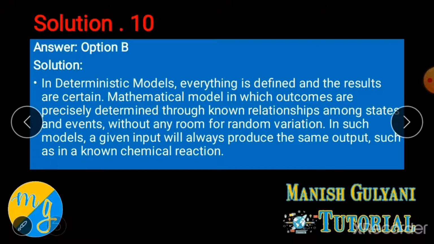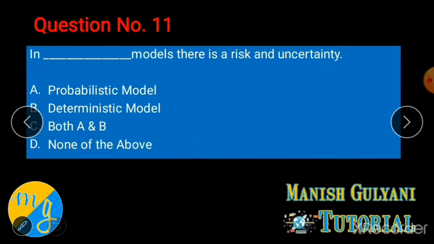Under this, everything is well known, and the decision maker has complete knowledge of each and every alternative. So that's why it's called the deterministic model. The reason being everything is certain.